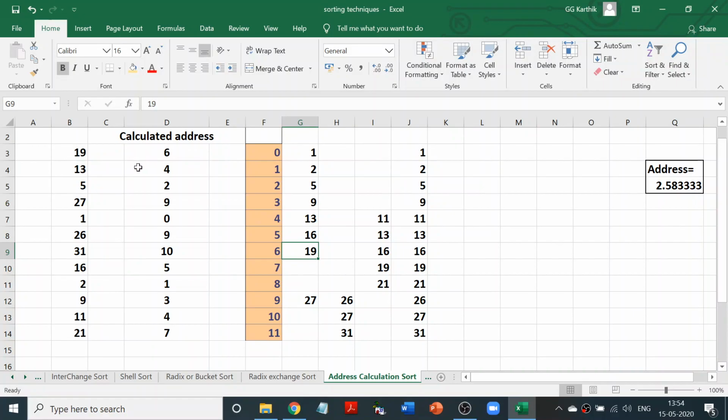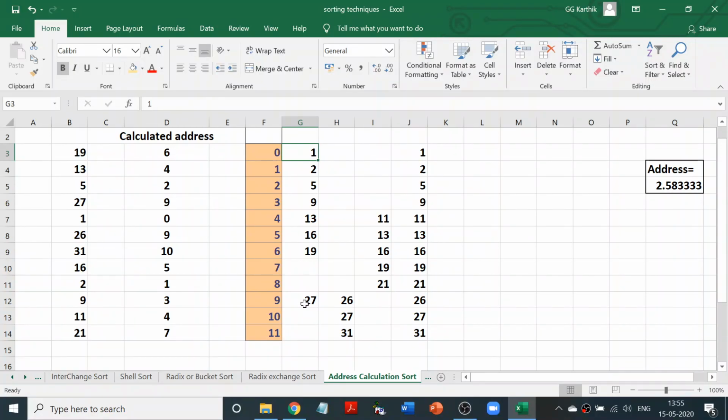Similarly, 13 has to go to address location 4. 5 has to go to address location 2. 27 will go to address location 9. 1 will go to address location 0. 26 will go to address location 9 again. Till 1 we didn't have an issue, we had empty spaces where we can store these numbers. But 26 again has to be stored in address location 9.